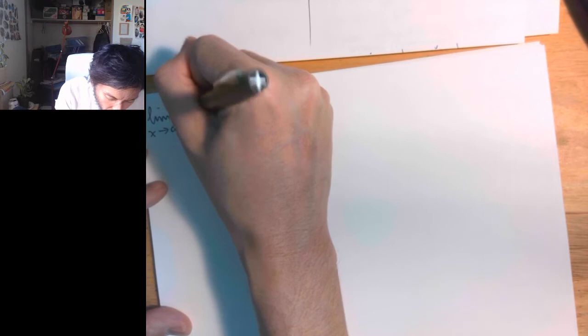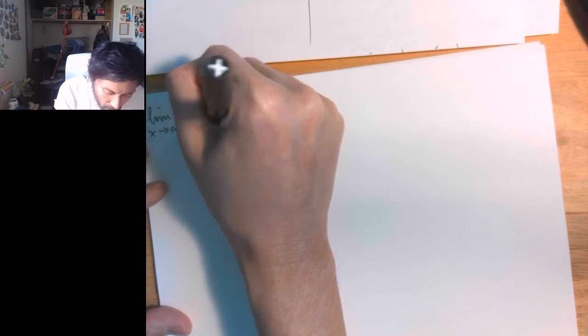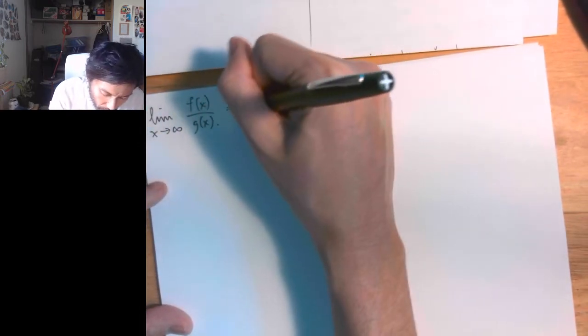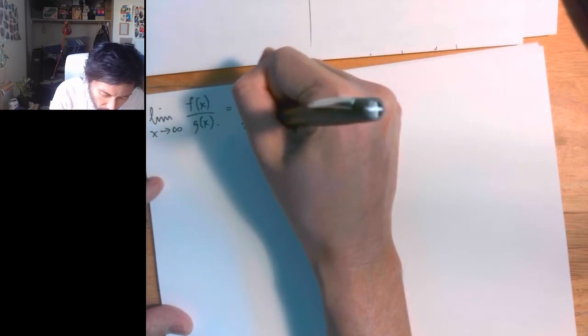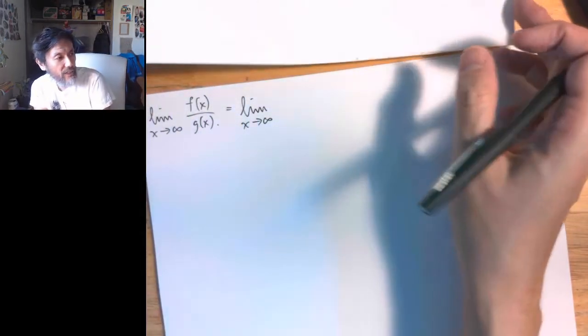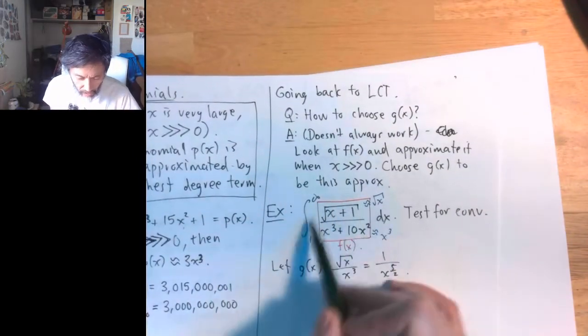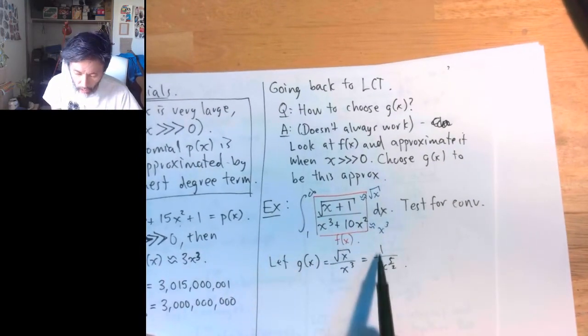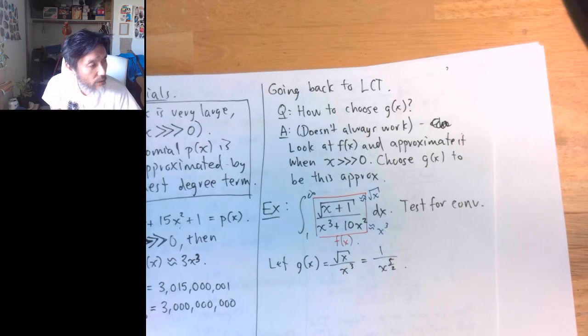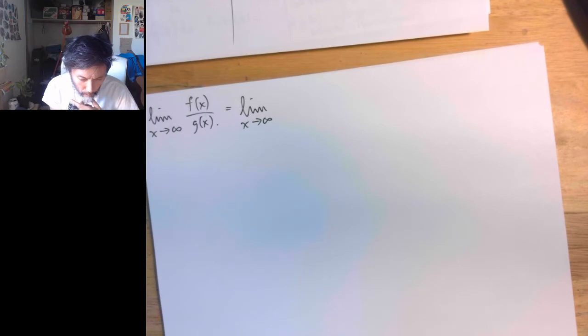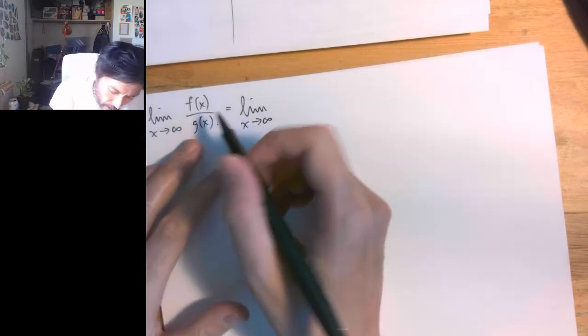So what I want to look at is the limit as x goes to infinity of f of x over g of x. Let's remember what these elements are. So f of x is this box here. G of x I'm going to choose to be 1 over x to the 5/2 power. How come I'm feeling a little scared? Did I mess up somewhere? I don't think so.